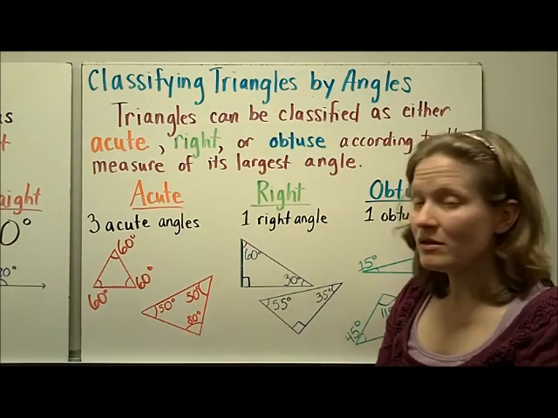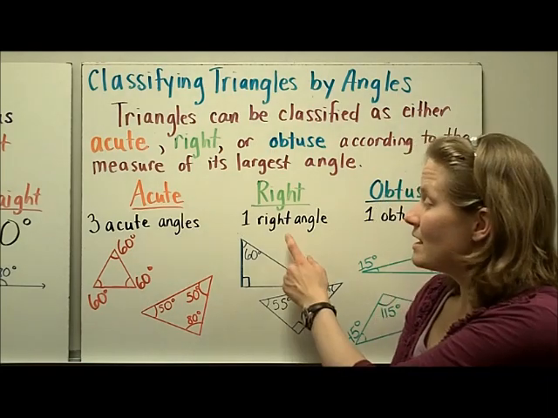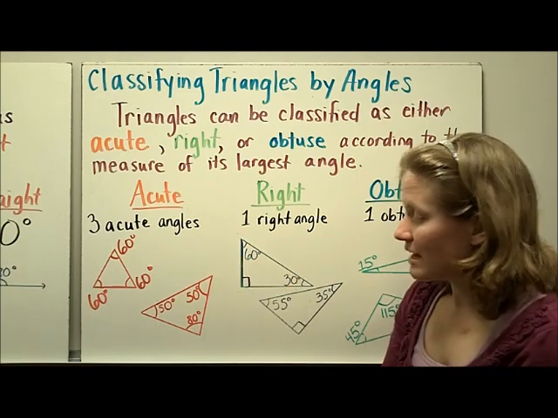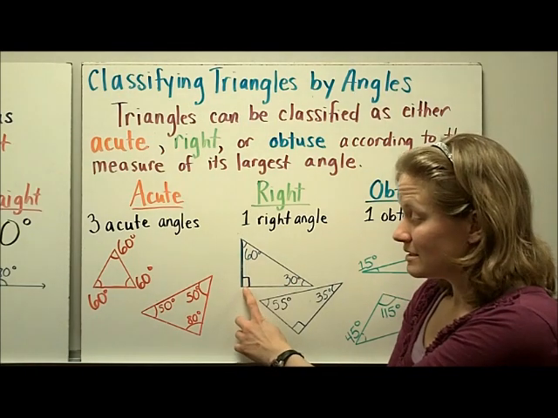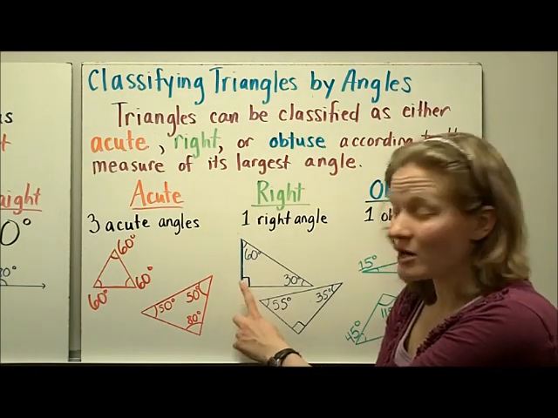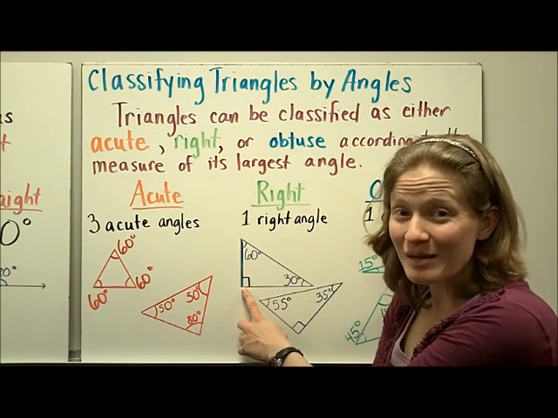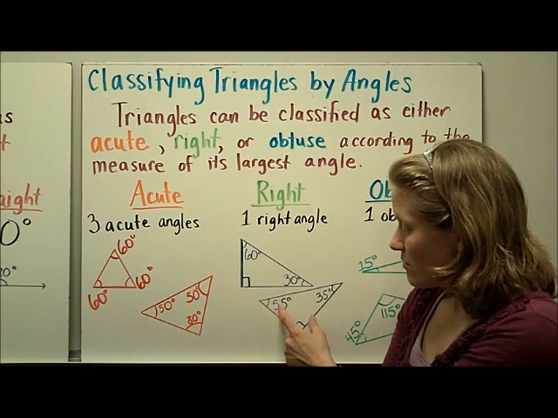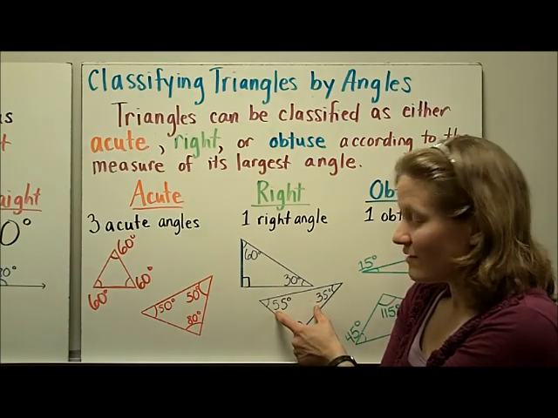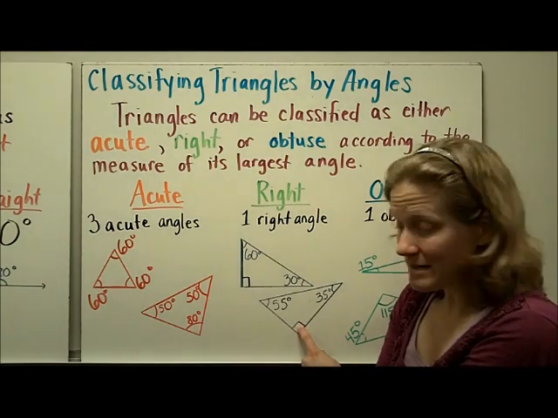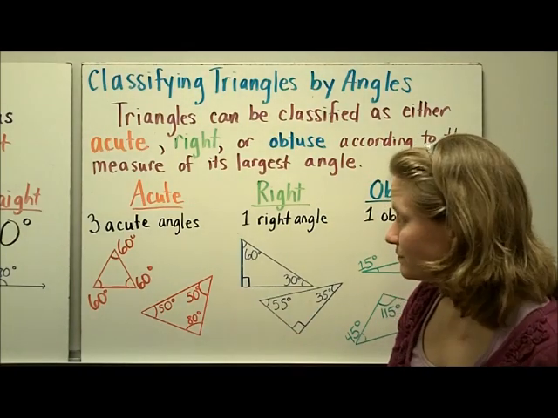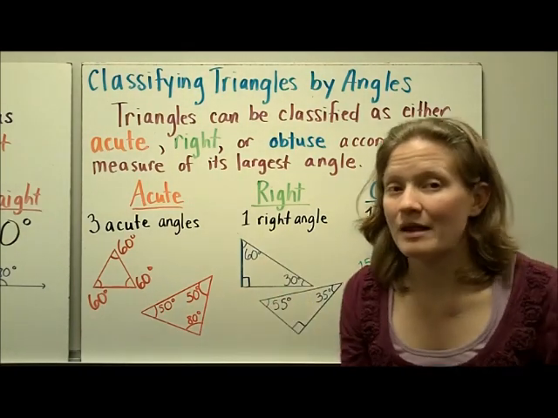A right triangle, like we've learned in our area video, has one right angle. We can see the right angle here and then two angles of 60 and 30. Since this is the biggest angle, we name this triangle a right triangle. And here we have another right angle with the other two angles being 55 and 35. Since 90 is the biggest angle in this triangle, we call this a right triangle. Both of these have one right angle.